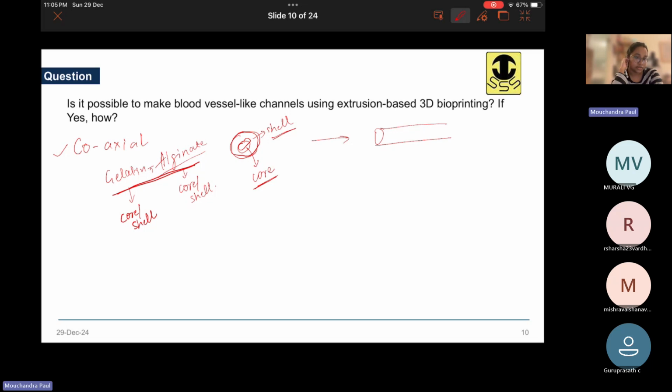Ma'am, gelatin will be in core, and alginate will be in shell. Because, ma'am, alginate will stay as it is. You are correct. What you guessed, you are correct. But tell me the logic. Why did you come up with this?